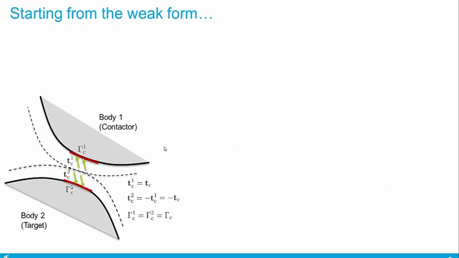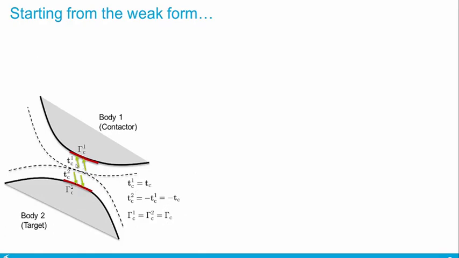Now, let's take a closer look at the surface of contact between two bodies. We have body 1 the contactor and body 2 being the target. So let's just imagine that they are actually in contact, but for clarity, I separated the two bodies so that we can see the forces, tractions acting on the respective contacting surfaces. So in fact, gamma 1c and gamma 2c coincide with each other, so they are in contact. We can call them both gamma c.